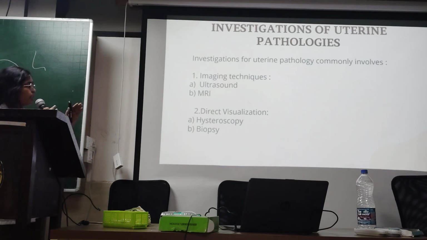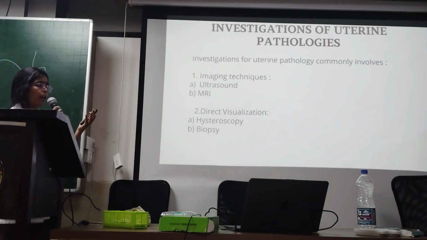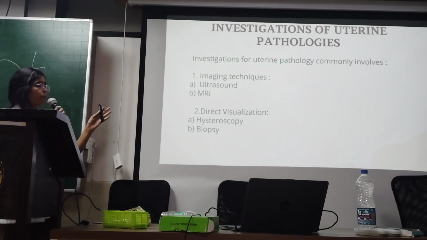We have imaging techniques and direct visualization. Imaging techniques include ultrasound and MRI. Ultrasound and MRI are used to detect polyps and abnormal endometrial bleeding. And ultrasound is more commonly used because it is more cost effective and has fewer side effects.